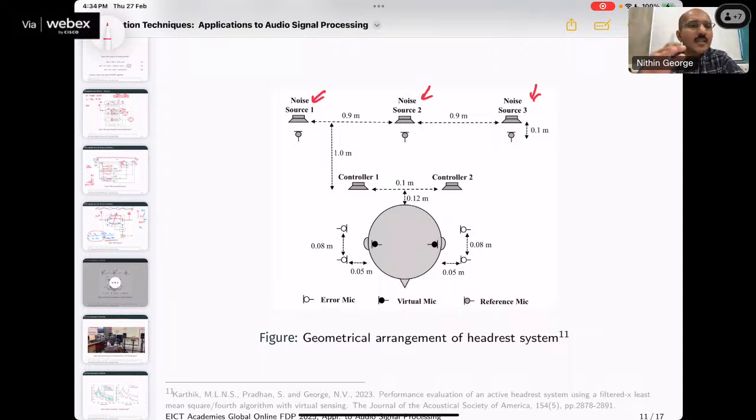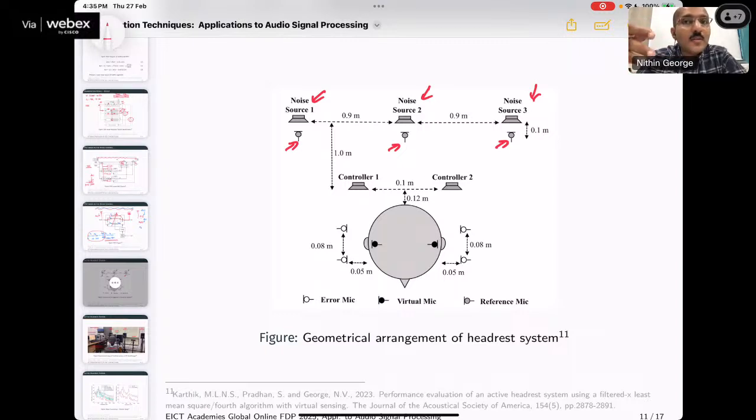So these are similar to engine noise or some other noise which is coming from outside. So these are the sources of noise which are there. I am putting three microphones near the noise source, because for ANC to work, what should I do? I should measure the reference signal. So I am putting microphones near the noise sources. So I have three such microphones.